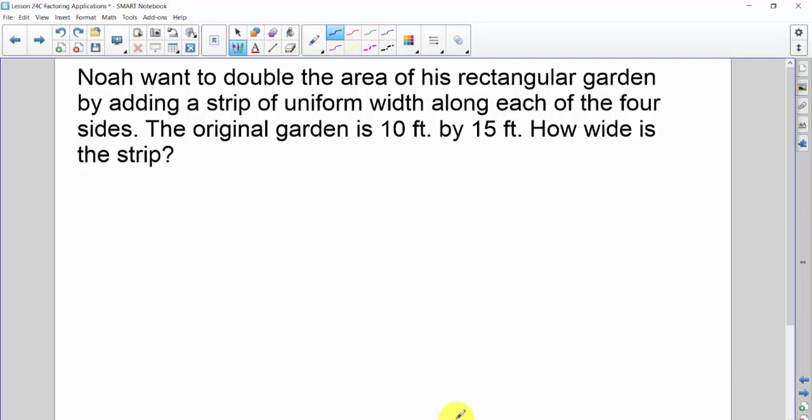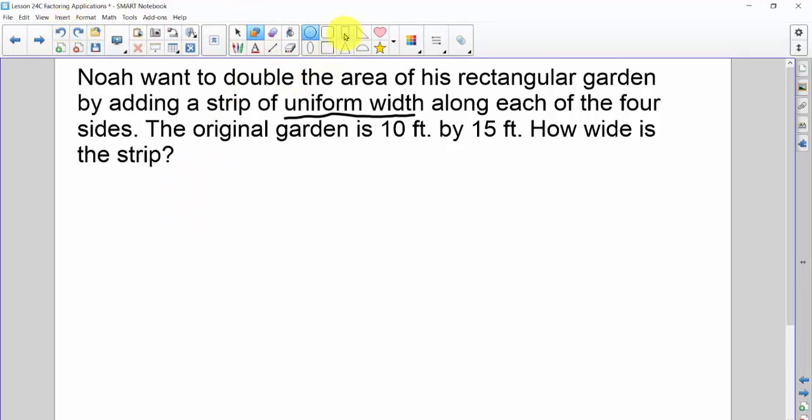More area. We want to double the area of a rectangular garden by adding a strip of uniform width along each of the 4 sides. The original garden is 10 by 15, so let's do this a little neater. So I got a rectangle. Whoops, it's not a rectangle.